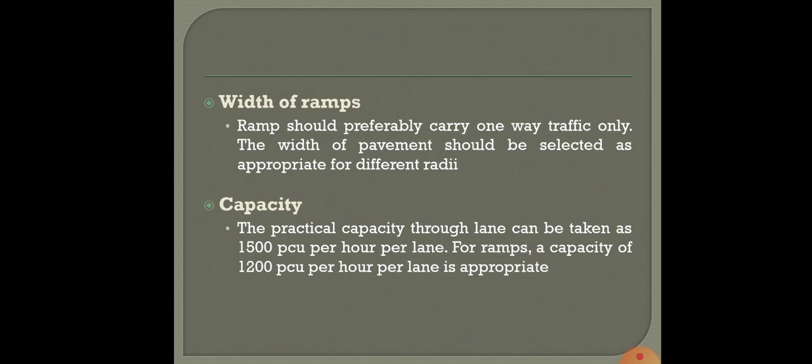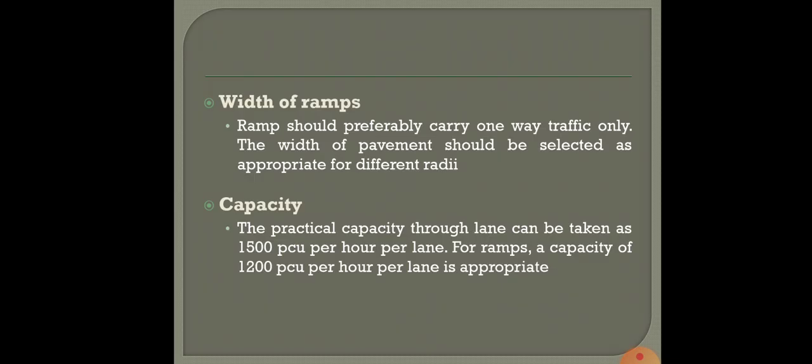appropriately for various radii. And then the capacity, the practical capacity through the lane can be taken as 1500 PCU, passenger car units per hour per lane. And for ramps, the capacity has to be say 1200 passenger car units per hour per lane, which will be the appropriate one. So these are the various design criteria. We'll be discussing the same for rotary intersection in the next class. So thank you.